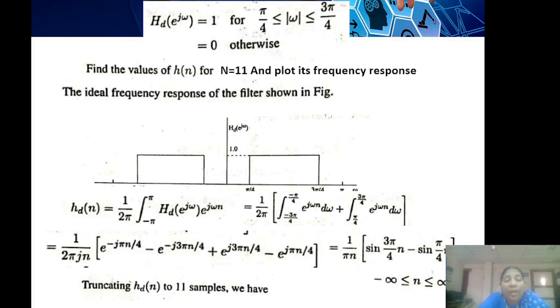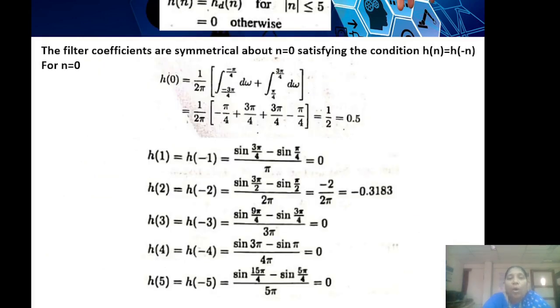You have to truncate hd(n) to 11 samples because N = 11 according to the given problem. So h(n) is equal to hd(n) for |n| ≤ 5. How do we get 5? Because |n| ≤ (N-1)/2, where N is 11, so (11-1)/2 = 10/2, which is 5. And h(n) is 0 otherwise.